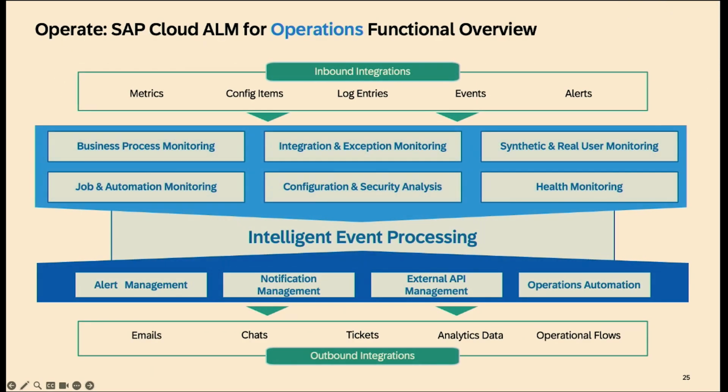So the last part from my side is those are all the tools and components that you have in operation in SAP Cloud ALM. It goes from business process monitoring, integration and exception monitoring, synthetic user monitoring, job automation monitoring, CSA (configuration and security analysis), and health monitoring. Those monitoring use cases are in SAP Cloud ALM, and they will help you to ensure that the code that you have deployed runs without any failures, and you can ensure business continuity in your environment.